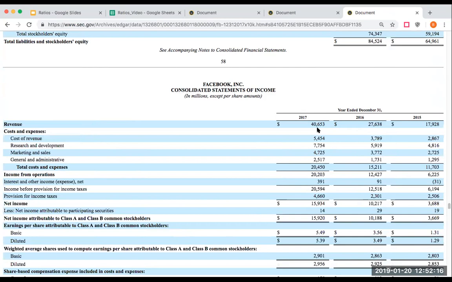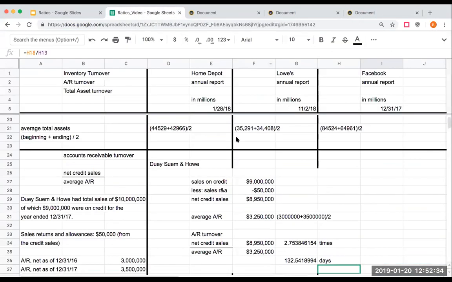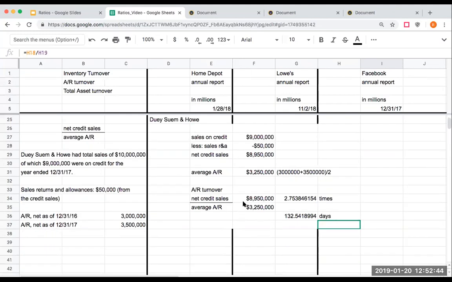That does not mean credit card. It means that Facebook has actually gone out and extended credit to a particular company or vendor. So it's kind of a hard thing to actually run this ratio for Facebook because I don't know what their net credit sales are. I could possibly find that out by doing a lot of research, but we don't have that time here today. So instead of doing that, I'm going to show you an example.